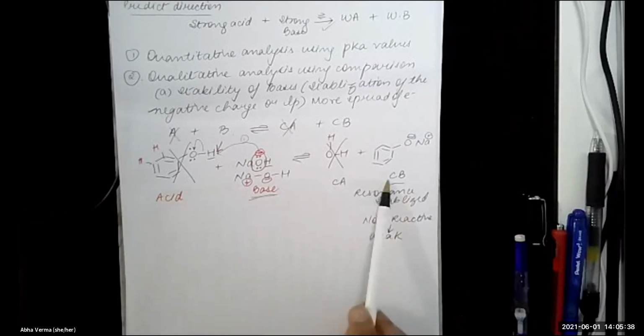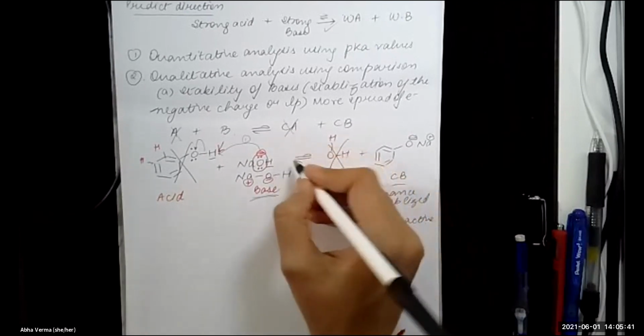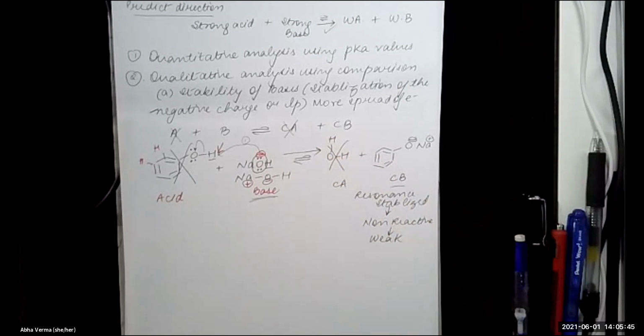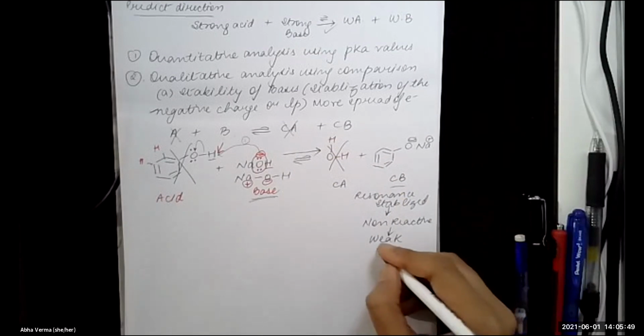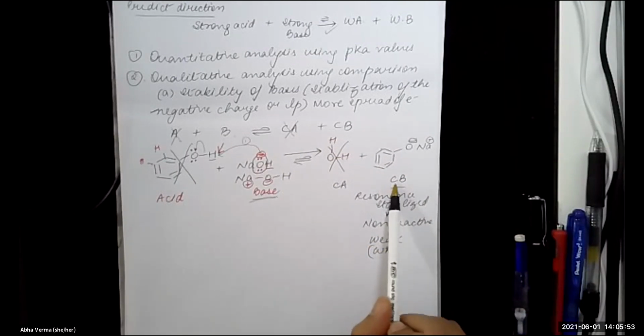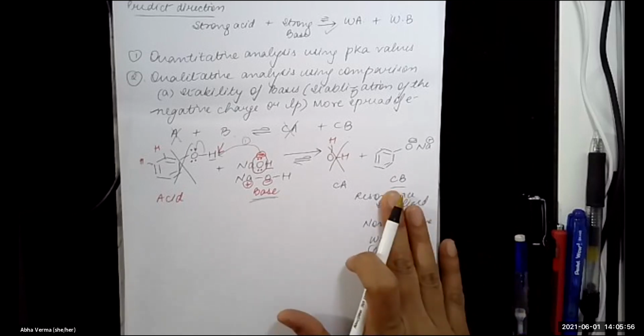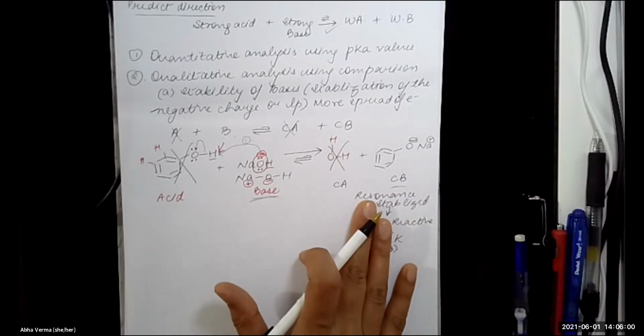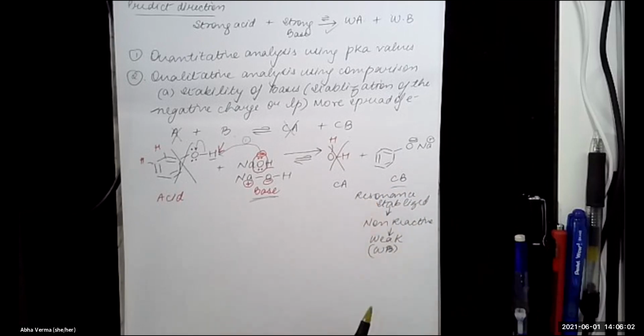So will this reaction go in the forward direction? It will go in the forward direction. Why? Because a weak base is being generated. Because our conjugate base is stabilized. Does this make sense to all of you? Okay. Yes, sir. Okay, good.